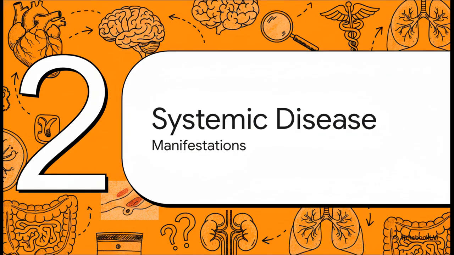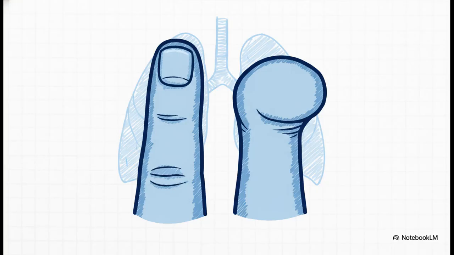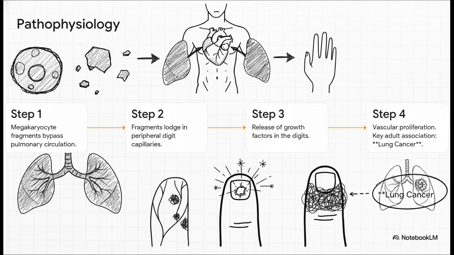Okay, moving on. Let's look at a key physical sign that can be a major clue to some serious underlying systemic disease. And that sign is finger clubbing. The mechanism behind clubbing is just fascinating. It's a perfect example of how an outward sign can reveal something big happening inside the body.